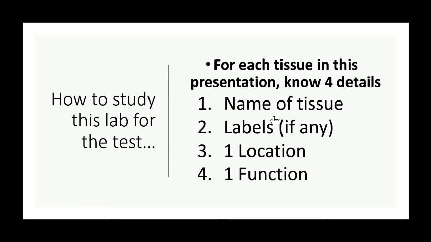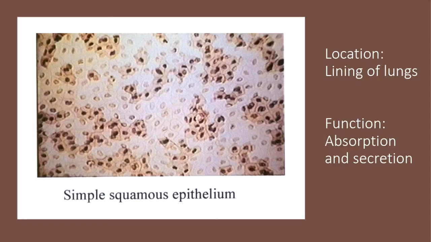and for each of these tissues you need to know a name. If there's any labels, you need to know a label. Not all of them have labels. There's really only maybe a handful that have labels. But for each tissue, I also want you to know one location and one function. And now for the test, I'm mainly going to pop up an image. For example, here's our first tissue. So I would just pop up this image and I'd say, name that tissue and tell me one other fact.